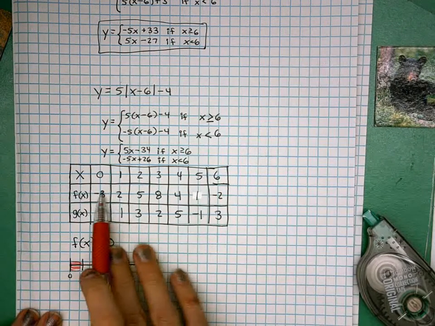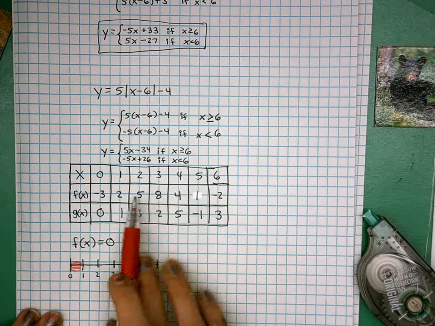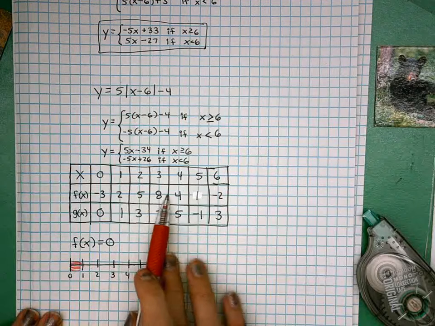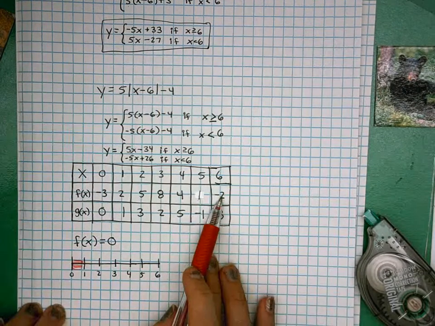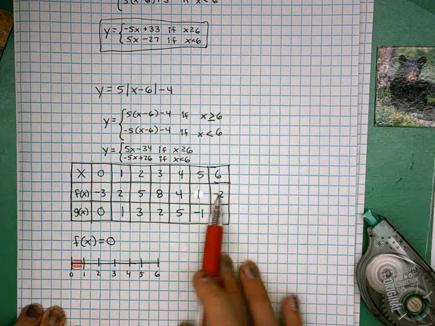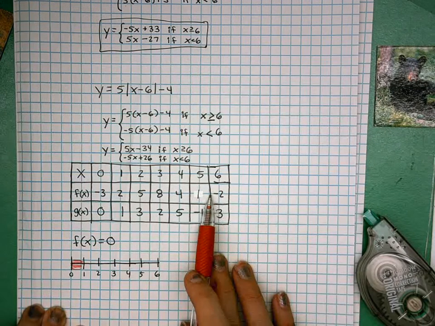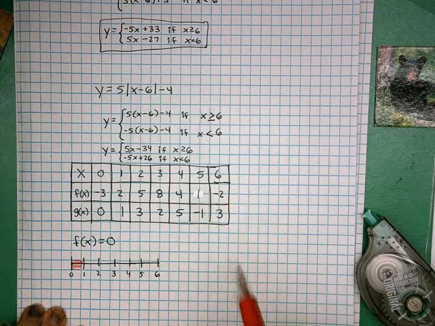2 to 5, nope. 5 to 8, nope. 8 to 4, nope. 4 to 1, nope. But 1 to negative 2, again, 0 lies between those two numbers. We would have to pass through 0. So between 5 and 6, I pass through 0.